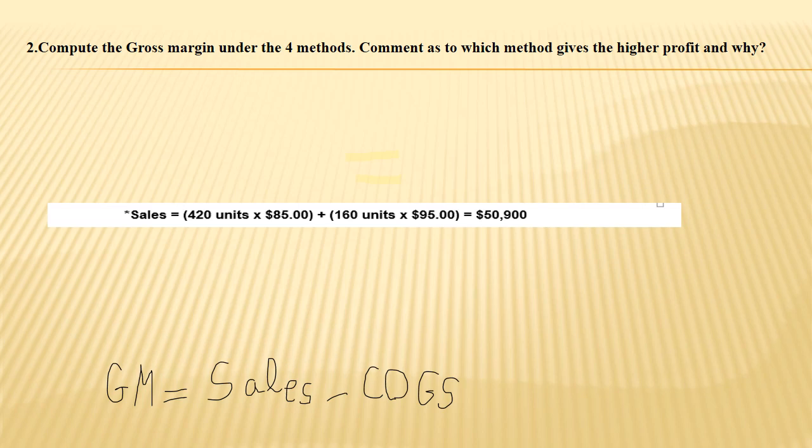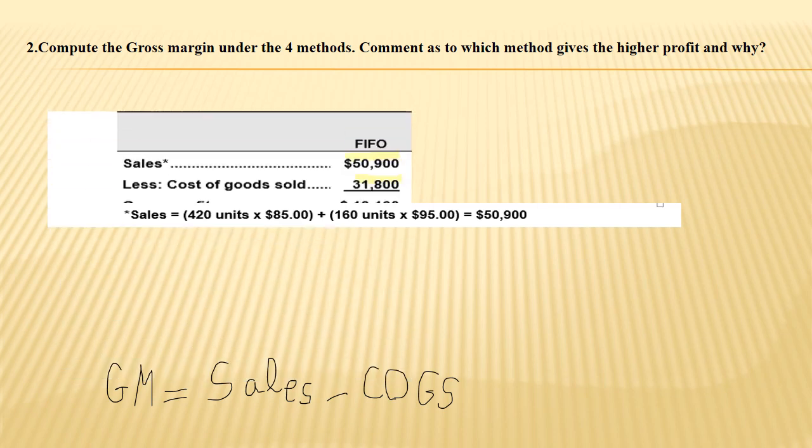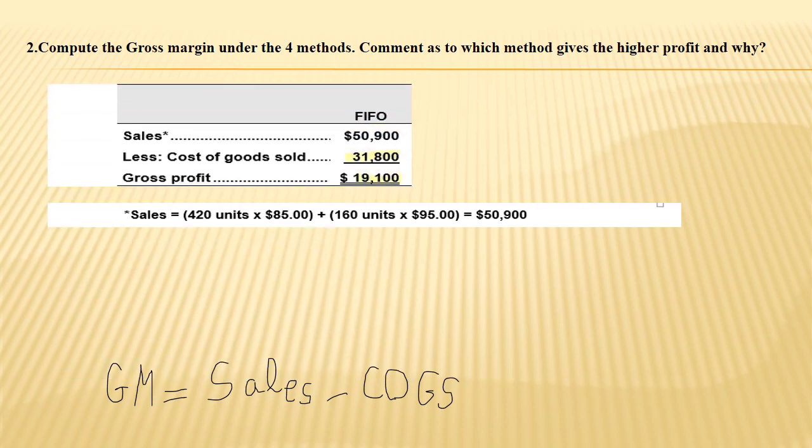First, I need to calculate the sales. How do I calculate the sales? As I told you at the beginning, I multiply the units sold times the selling price per unit. So I have here 420 units sold times $85 per unit, plus the 160 units sold times the $95 per unit, which will give us the total amount of sales of $50,900. Okay, I'll just insert the sales in this table.